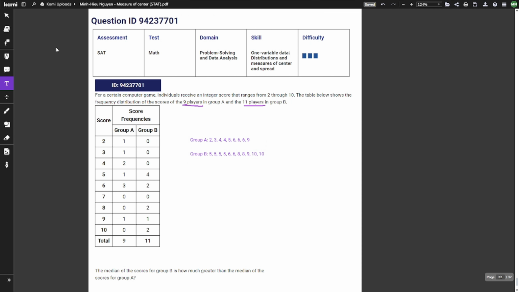Now let's just find the median of both of these. Oh, I just realized if I was gonna type it out, I should just put it in Desmos. Okay, the median of group B is 6. And then for group A, the median is 5. So 6 minus 5 is equal to 1. So our answer is just 1.